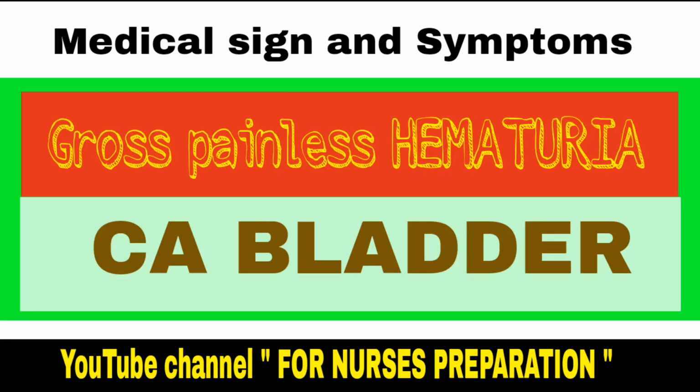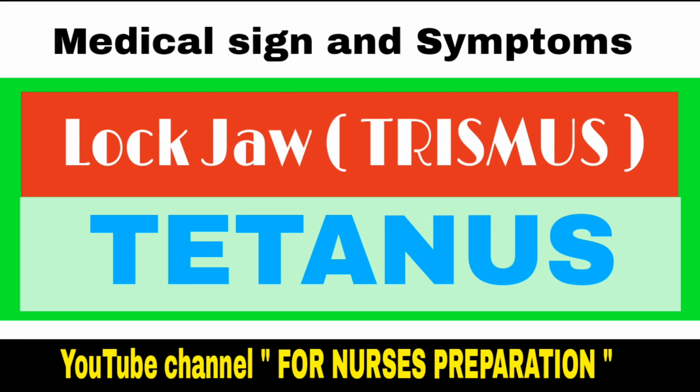Gross painless hematuria. This condition is seen in bladder cancer. Hematuria means the presence of blood in urine. Lockjaw, also called trismus. Lockjaw is seen in tetanus disease. Tetanus is a serious bacterial infection that causes painful muscle spasms and can lead to death.